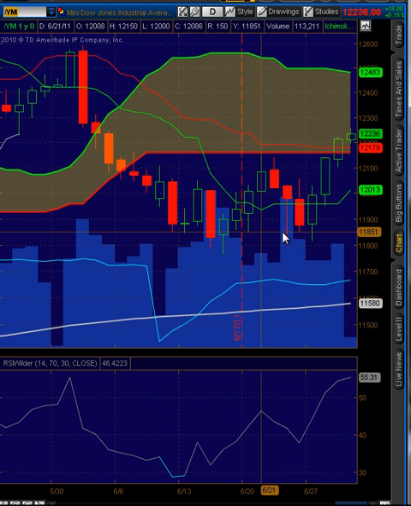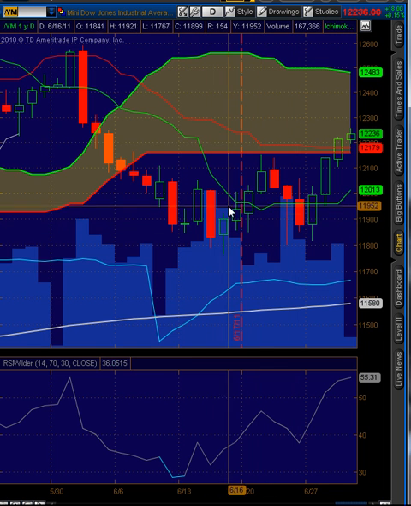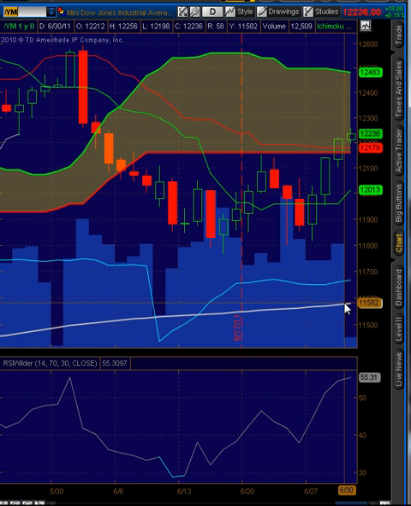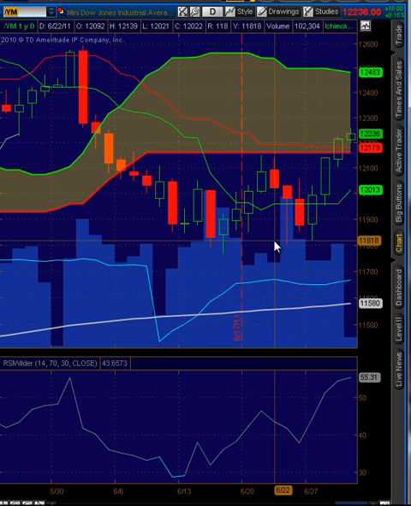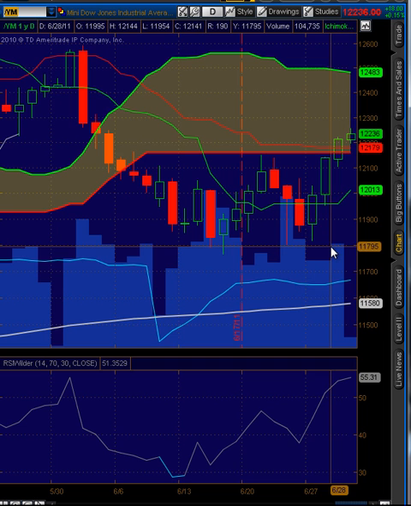This is not a test of the long-term moving average. A test of the long-term moving average is when prices touch the moving average, whether it be the lows touching the moving average or the highs or the closes. But we need to touch this moving average. If we don't, then this base support is not a real support.